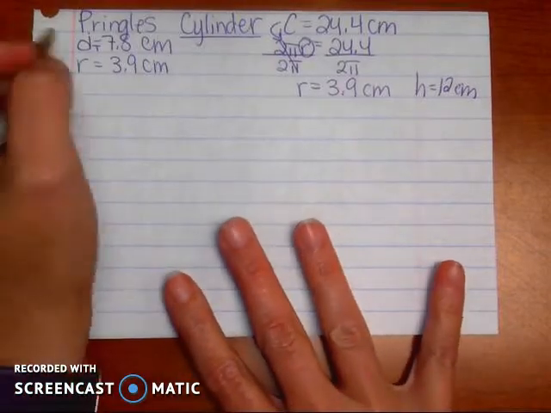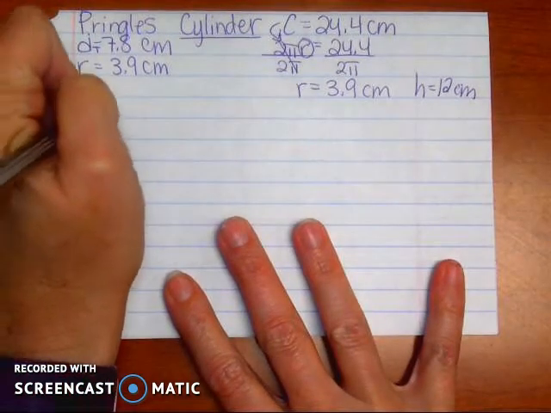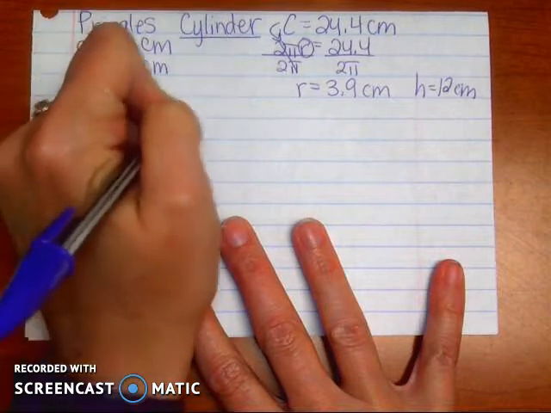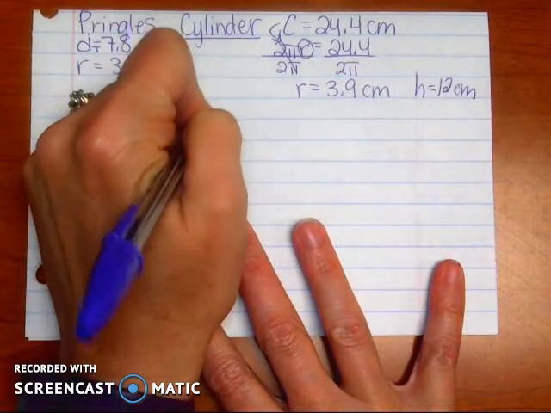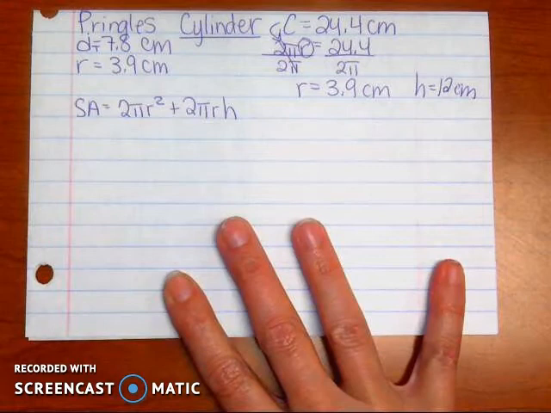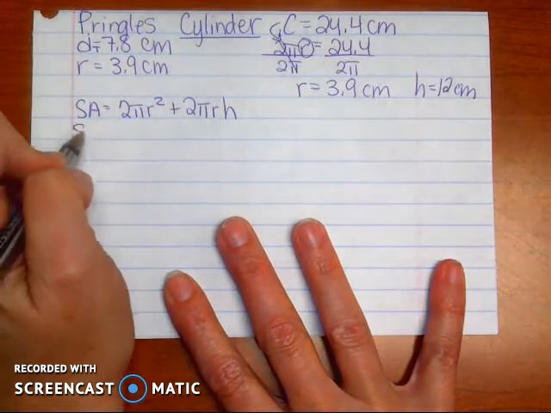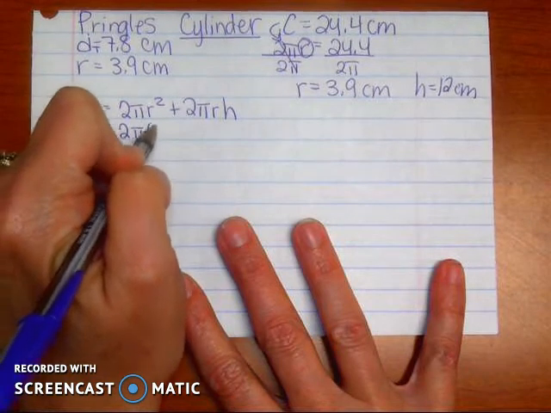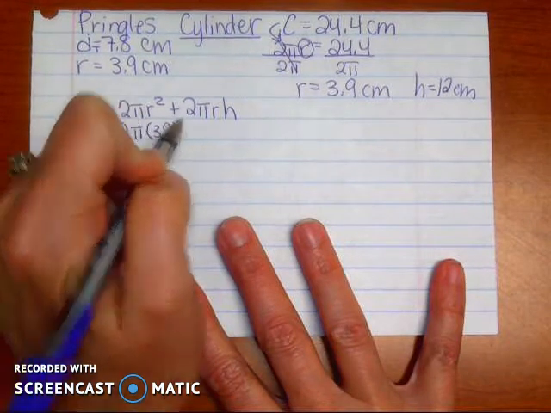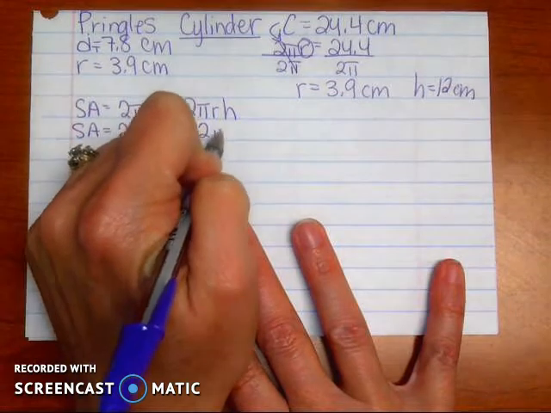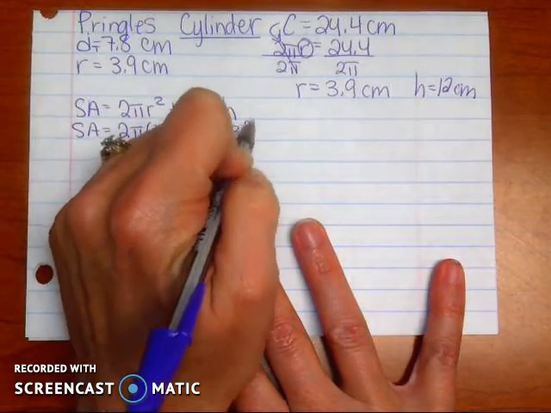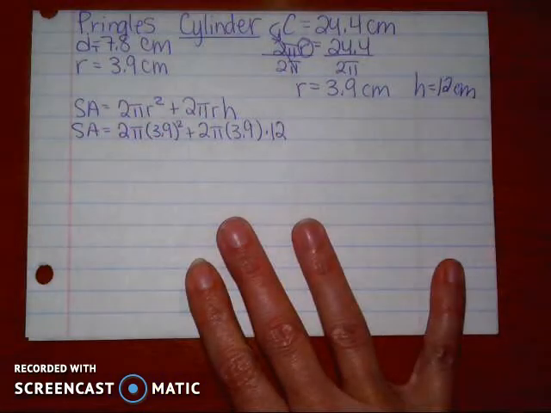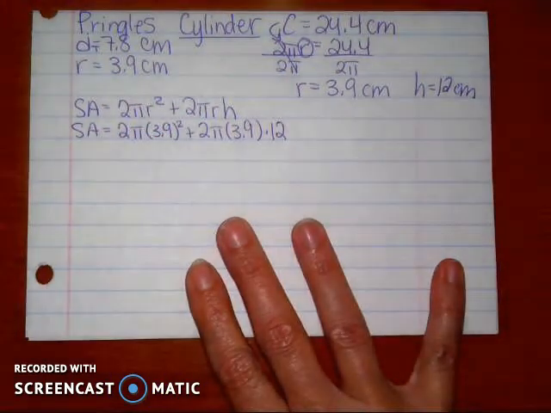Okay, so to calculate, surface area is going to be 2 pi r squared plus 2 pi r h. And then I'm going to substitute in my values. I have 2 times pi times 3.9 squared plus 2 times pi times 3.9 times 12.